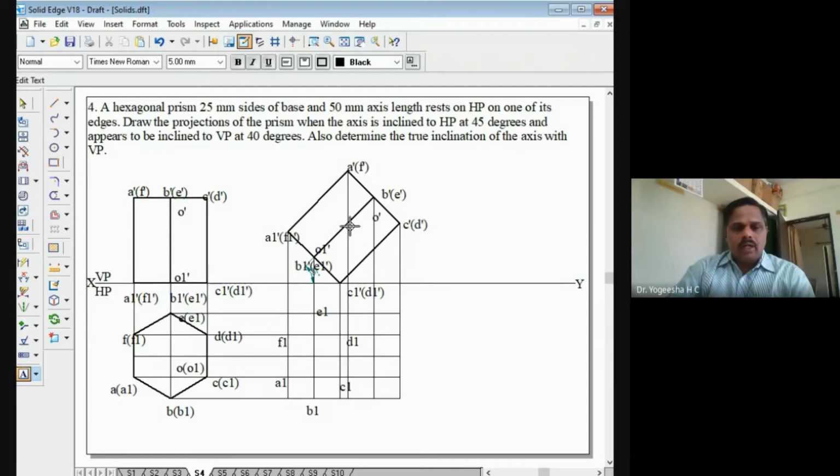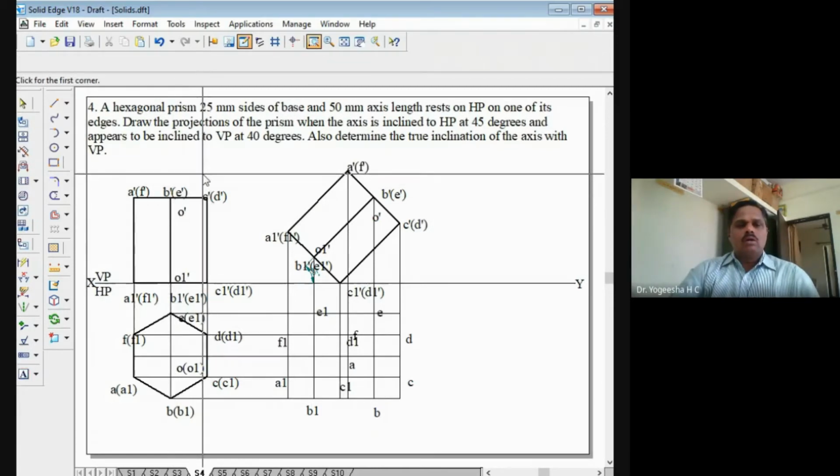Similarly, the point A comes here. The point B is here. The point C is here. The point D is here. Point E, and this is the point F. We'll mark all those points like this.